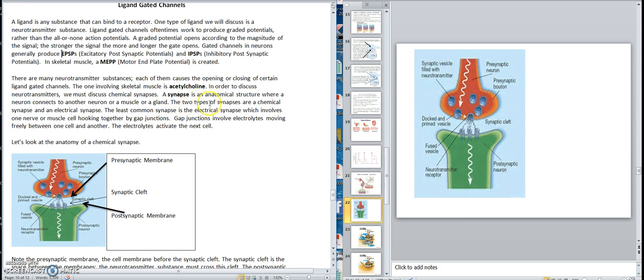The two types of synapses are the chemical synapse and the electrical synapse. The chemical is the one we're going to talk about, and it's by far the most common. The least common is the electrical synapse, which involves neurons or muscle cells hooked together by gap junctions. Remember we discussed gap junctions in the chapter 4 material? Gap junctions involve electrolytes moving freely between one cell and another. The electrolytes activate the next cell. I'll talk about that in ANP2, particularly when we do the heart.